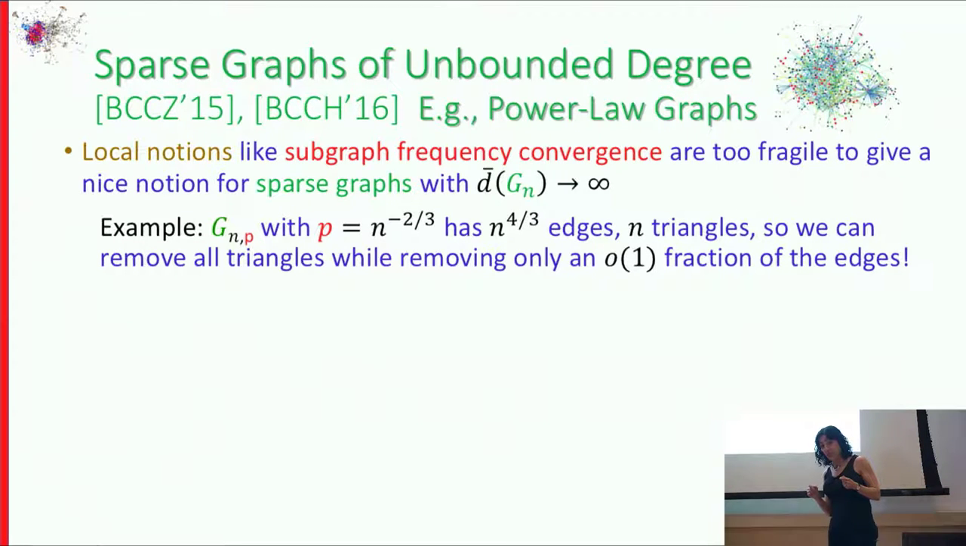What's the triangle density? It's n times n times n times n to the minus 2/3, n to the minus 2/3, n to the minus 2/3, which is n to the minus 2, so it's n. So I could remove every single triangle in there without affecting my edge density. So I can't say edge density and triangle density, okay? Sparse graph doesn't have subgraph frequency convergence; it is just too weak a notion here.